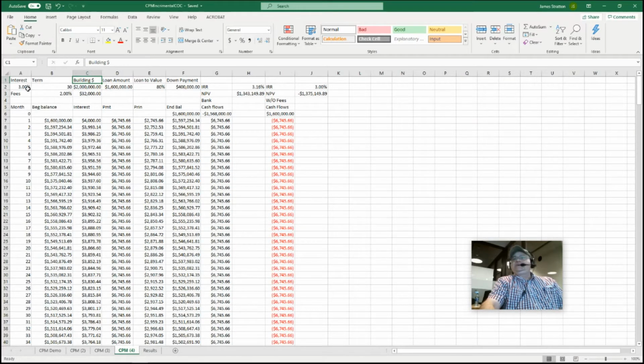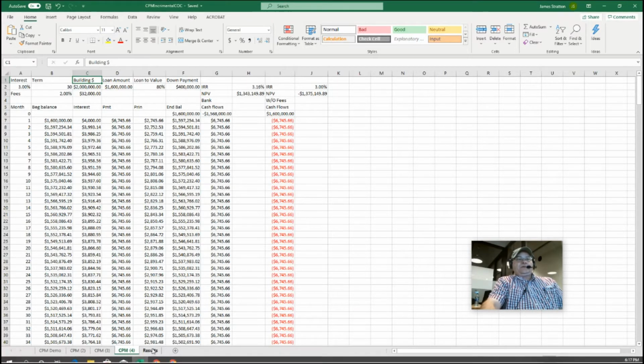Now, this one, I actually changed the interest rate, and you can see how that affected your cash flows. So the effective rate here was 3.16 versus 3.0 here. So you paid 0.16% difference in incremental cost, a little bit less than what you paid at the higher interest rate. All right, let's take a look at the results of all that.